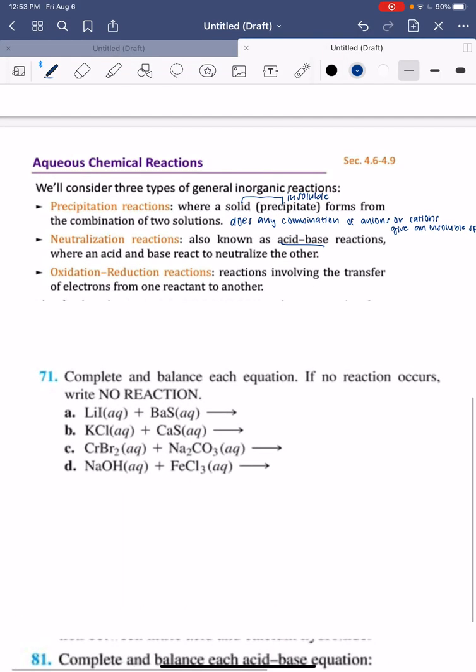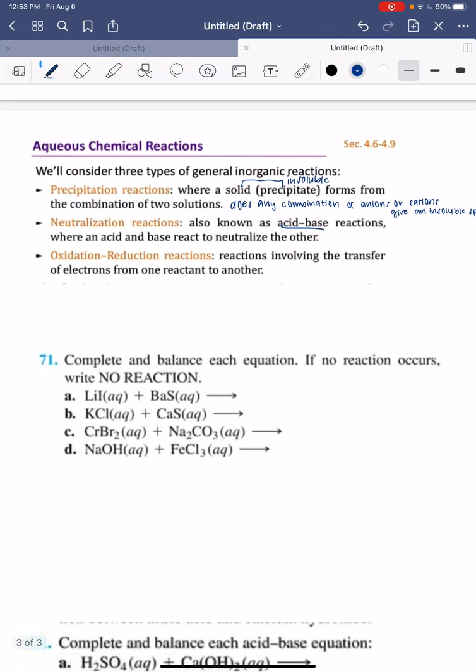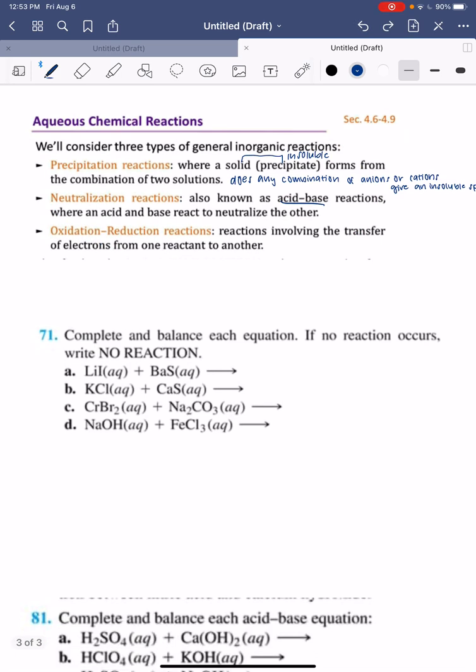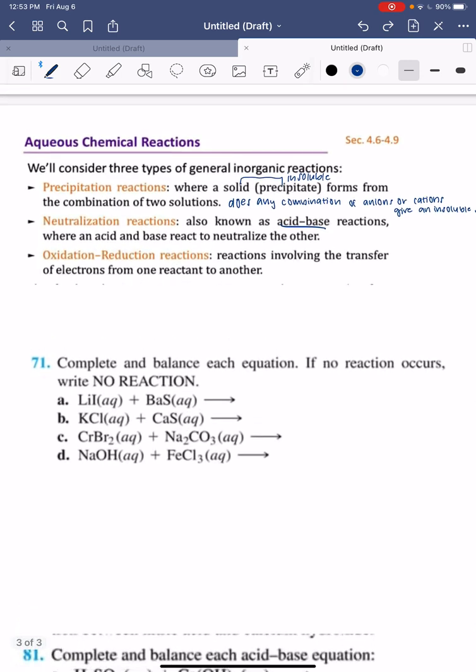Hi guys! We are going to talk about 2 out of the 3 types of chemical reactions today. This snippet of information is directly from Module 6 if you want to refer to it. And we're going to be talking about precipitation reactions first and foremost today, which are essentially when a solid or precipitate forms from the combination of 2 solutions.